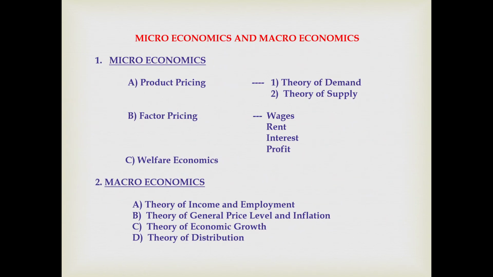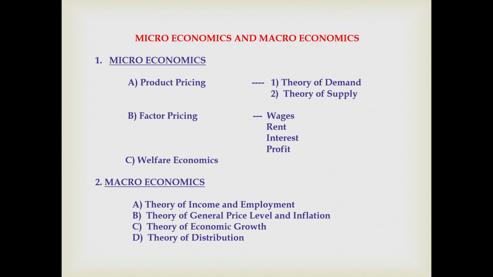There are two types of economics, that is microeconomics and macroeconomics. Before 1930, that is before the depression period, there was only one economics. But the terms microeconomics and macroeconomics were first used by Ragnar Frisch of Oslo University in 1933. So microeconomics and macroeconomics were first introduced in the year 1933 by Ragnar Frisch.